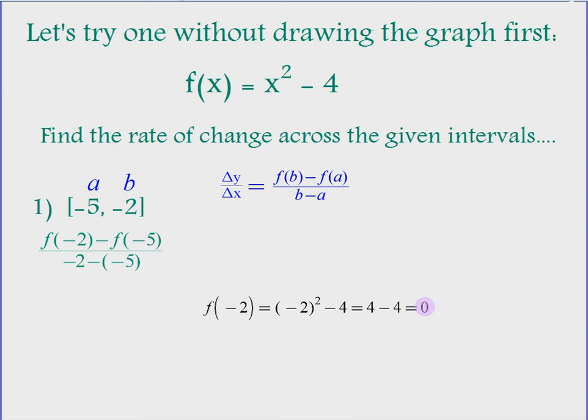Let's do the same thing for -5. -5 to the second power is 25. Minus 4 leaves us with 21. And now I have all the values I need.